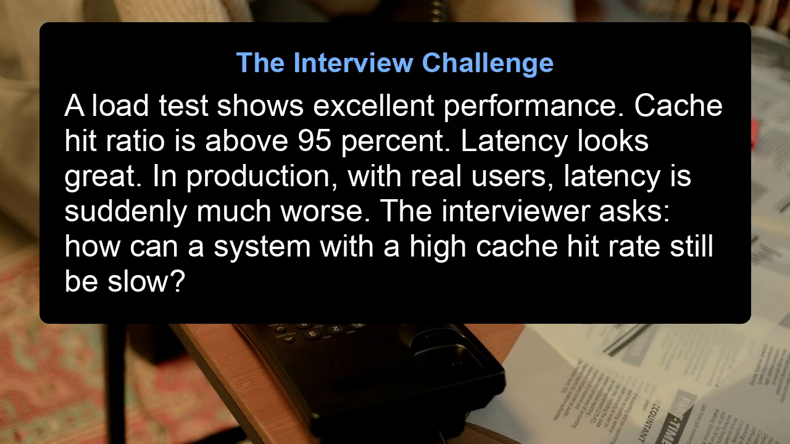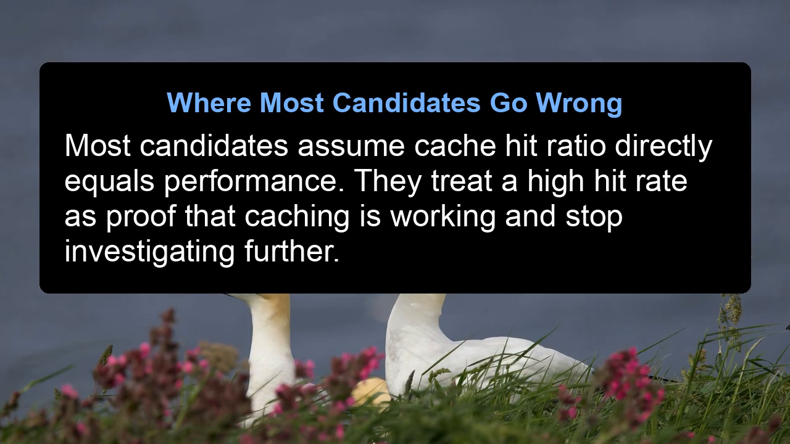A load test shows excellent performance. Cache hit ratio is above 95%. Latency looks great. In production, with real users, latency is suddenly much worse. The interviewer asks, how can a system with a high cache hit rate still be slow? Where most candidates go wrong. Most candidates assume cache hit ratio directly equals performance. They treat a high hit rate as proof that caching is working and stop investigating further.